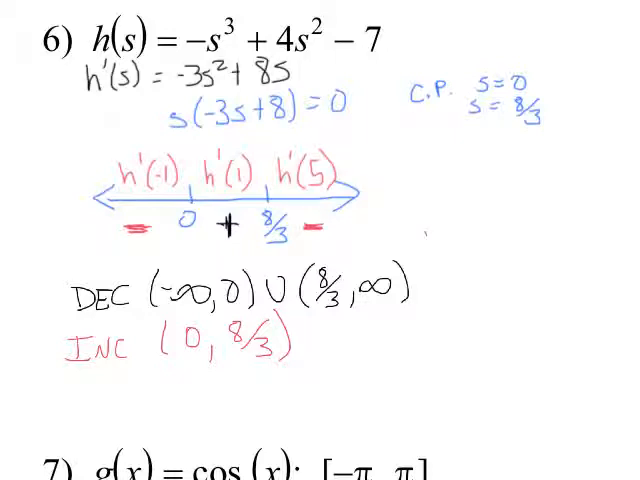So my function decreases all the way to 0, then it starts climbing up to 8/3, and then it starts dropping back down. So maybe it looks something like this.